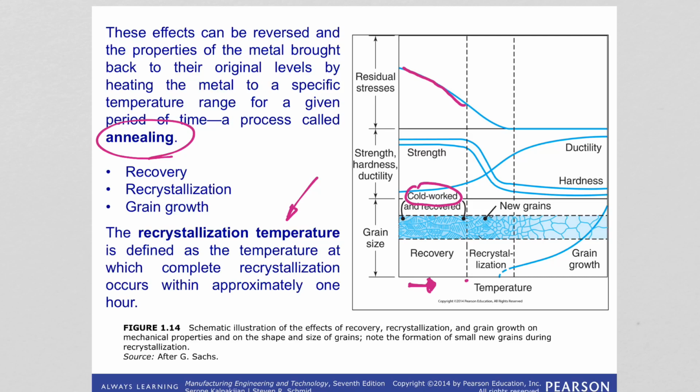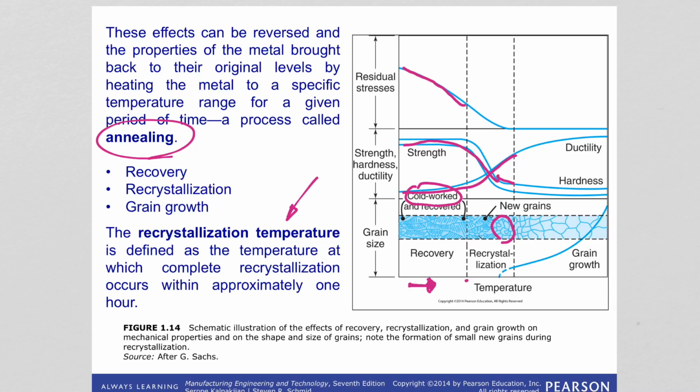So what happens is new equiaxed shaped grains are forming from the previously cold worked grains, okay, as you can see here. This causes the strength to decrease and of course ductility to increase, okay, during this recrystallization period.